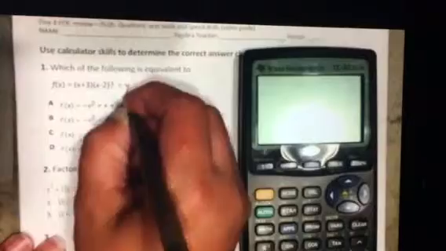So question number 1 asks, which of the following is equivalent to f of x is equal to x plus 3 times x minus 2? You could go ahead and do distribution, combine like terms, and determine which answer it gives you, or you can put this function into y1 and your answer choices one at a time into y2.